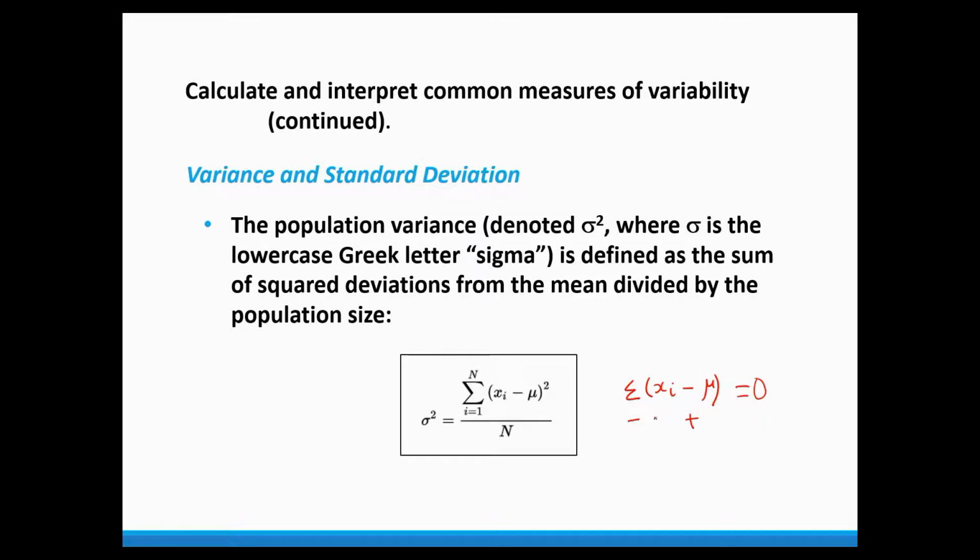So to avoid this problem of getting 0, we will square the difference. In this case, all the differences between xi and mu will hold positive values, and we get some number. This number will be divided by the total number of observations inside this population, which gives us the value of sigma square, or the variance of the population.